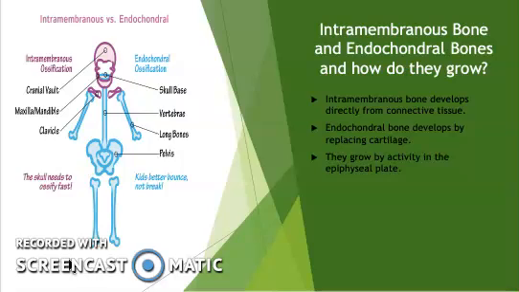Okay, so in intramembranous ossification, bone develops directly from sheets of mesenchymal connective tissue, and the difference between intramembranous and endochondral is that in endochondral ossification, bone develops by replacing hyaline cartilage. So in intramembranous ossification, the bone develops differently from endochondral ossification. So that's the difference between both of the bones.